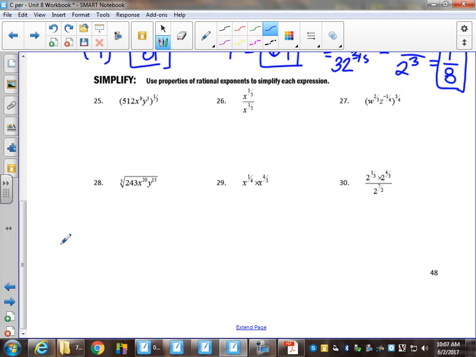25? Are we sending in 3? We're sending 1. Okay, 1/3. How many places do we need to send 1/3? 3. 1, 2, 3. So this becomes 512 to the 1/3, x to the 9/3, y to the 3/3. New voice on what I would get from this. Go ahead.